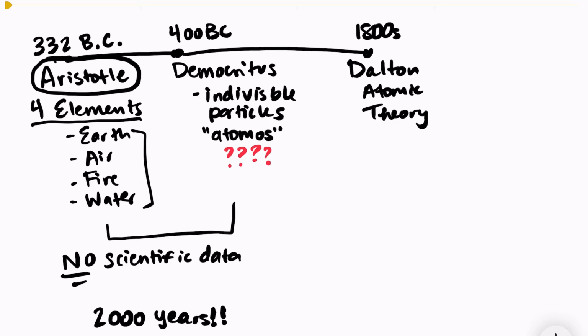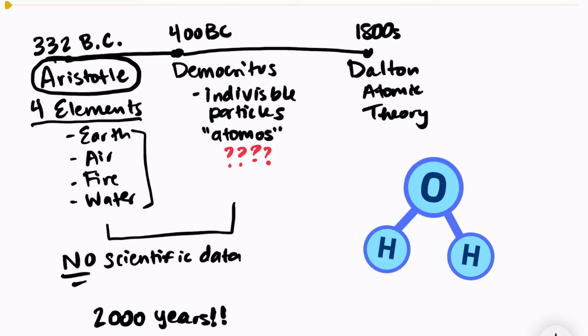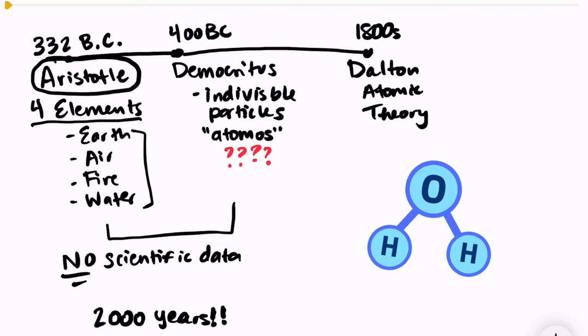So John Dalton worked with compounds, and he noticed that any time compounds were made, they were actually made in the same exact ratio every time. So for example, water is always H2O. It's never H3O or H2O2 or HO. It's always H2O. There's always the same formula for a given compound.